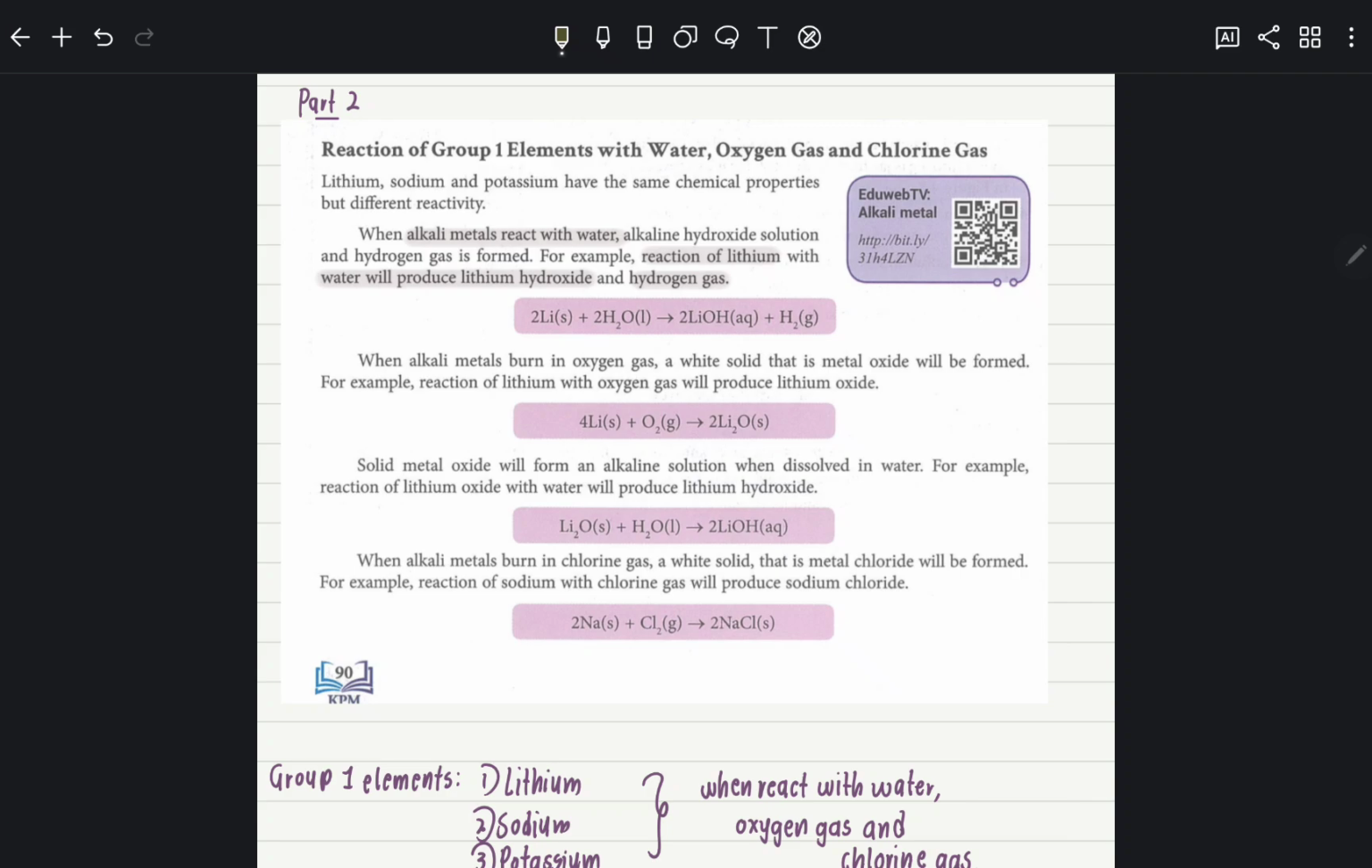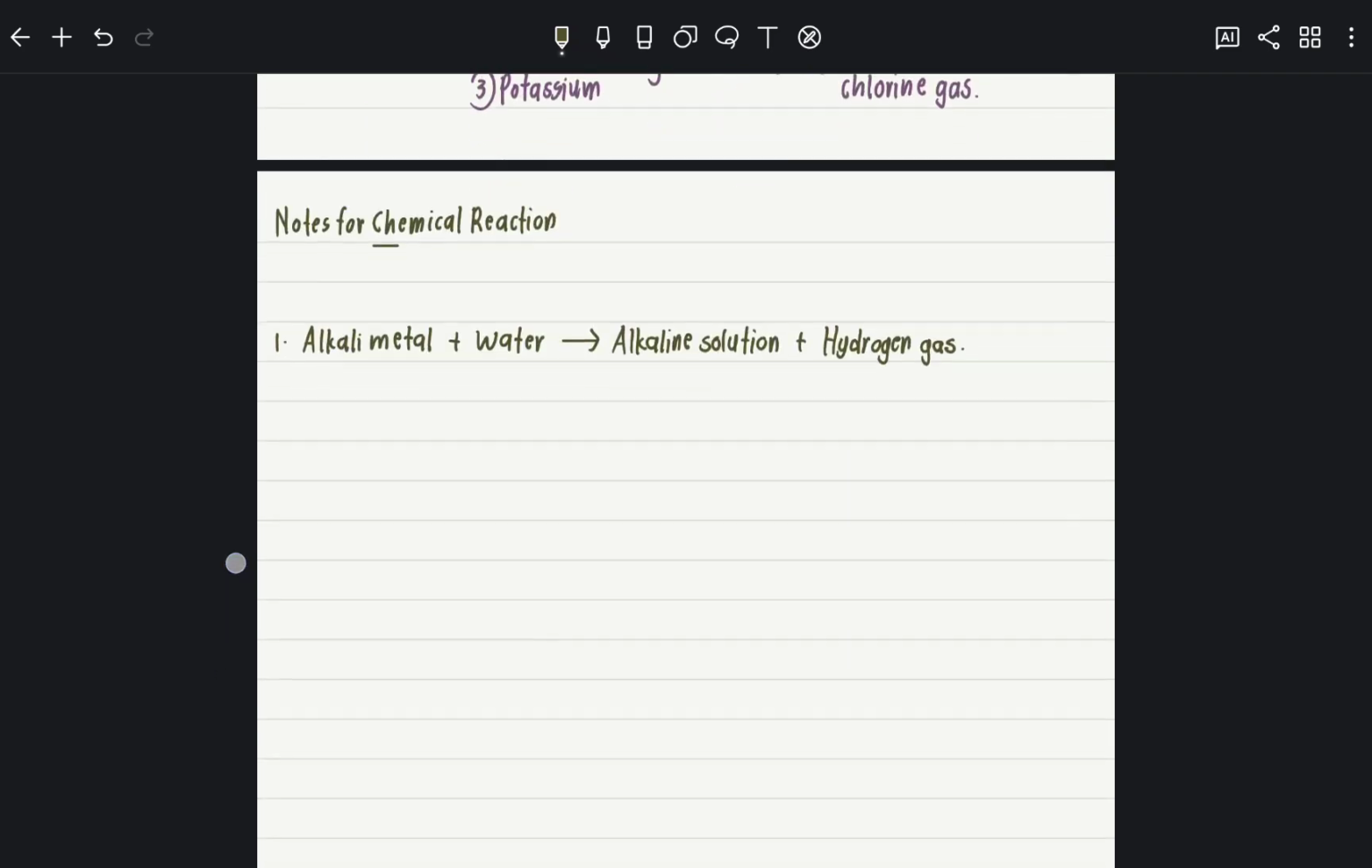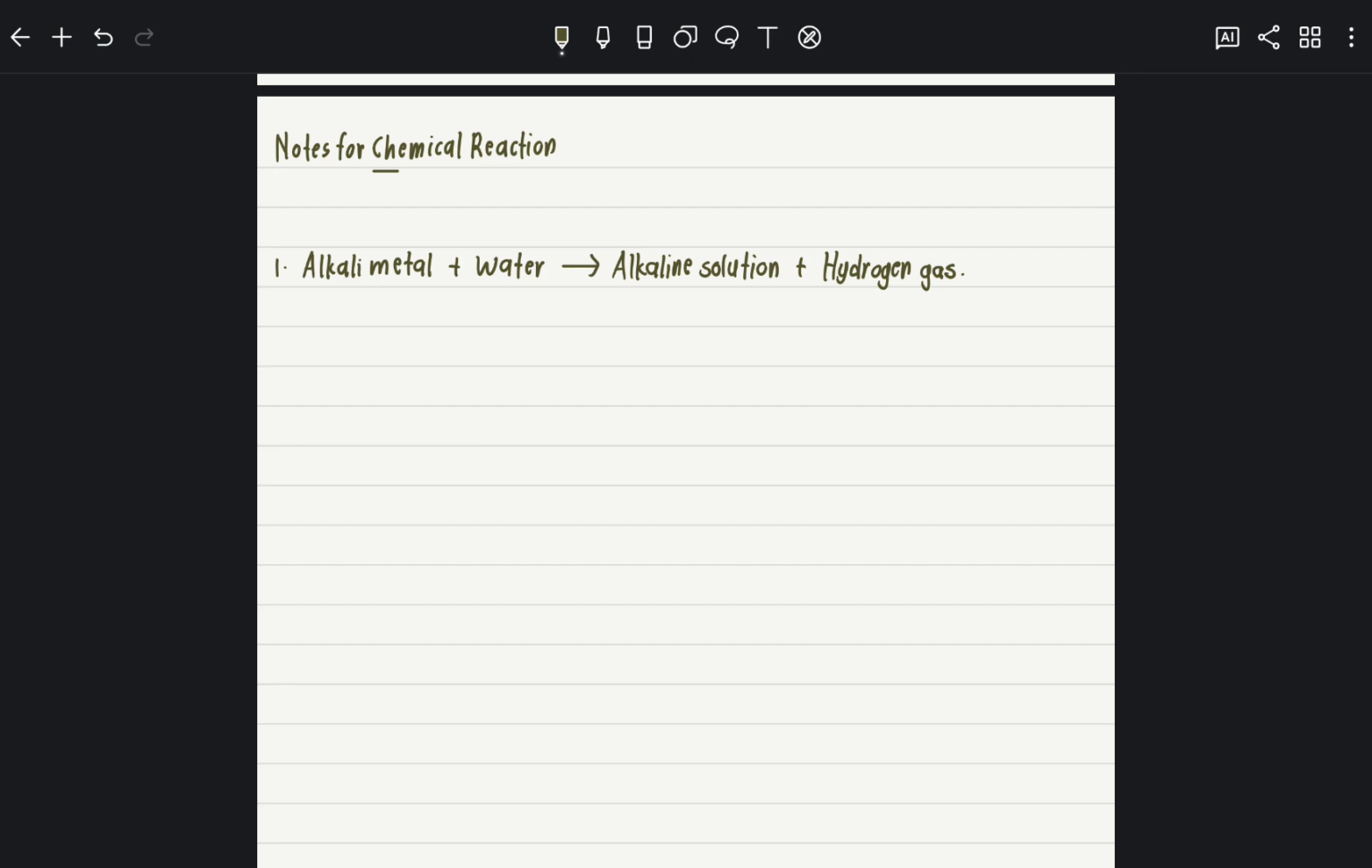Remember that you have to memorise this. If you don't memorise, and you say you don't understand, you will never understand. Understand? You have to memorise this, then you will understand. So if I have lithium, lithium reacts with water. What do they form? They form alkaline solution, which is LiOH and H2.